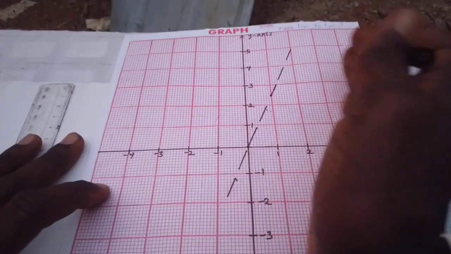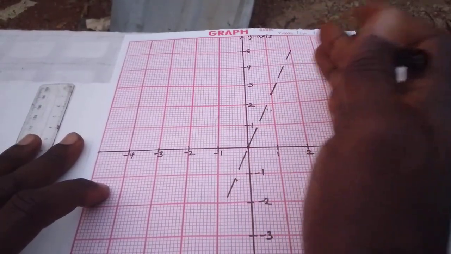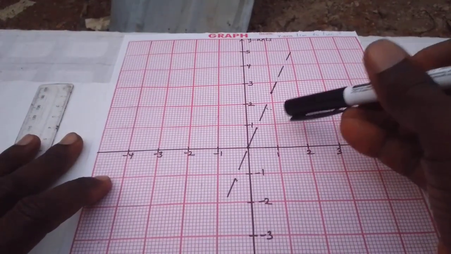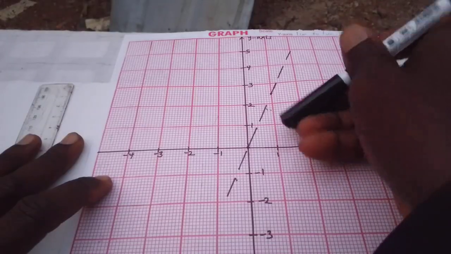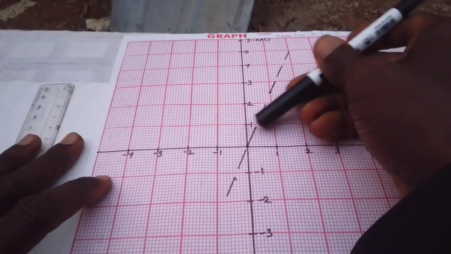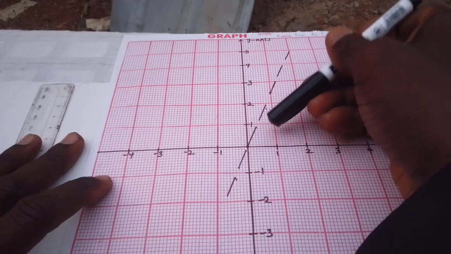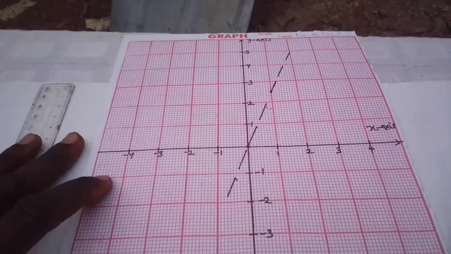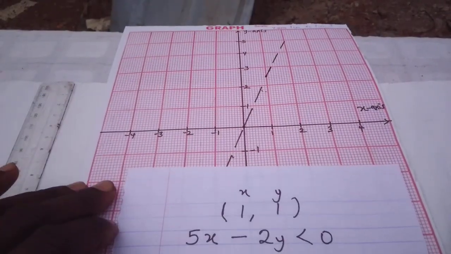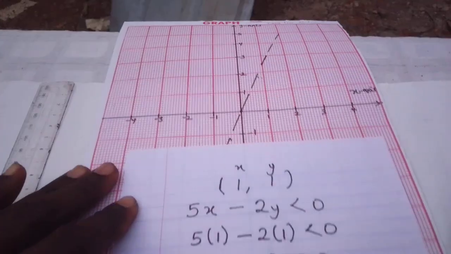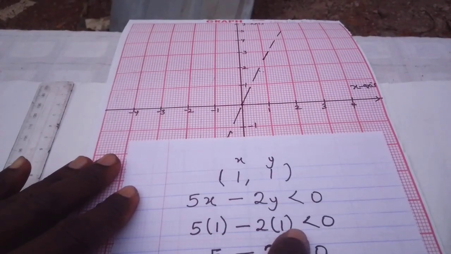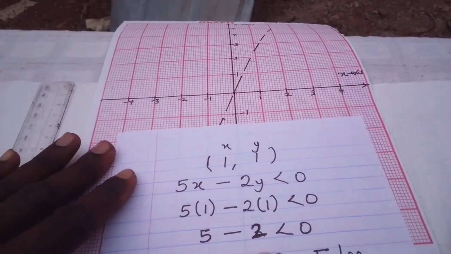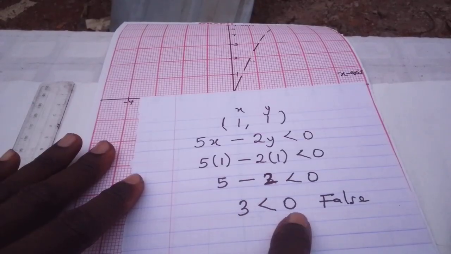So you now pick any point that is either on this side or on this side. So let me pick the point when x is 1, y is 1. So that point is here, at this part of the graph. If I substitute it into the equation, when x is 1, y is 1: 5 times 1 minus 2 times 1. 5 times 1 is 5 minus 2 times 1 is 2. 5 minus 2 is what? 3. 3 is less than 0.